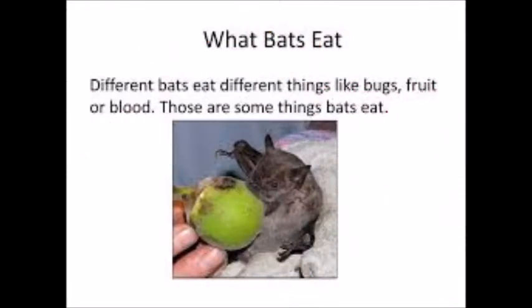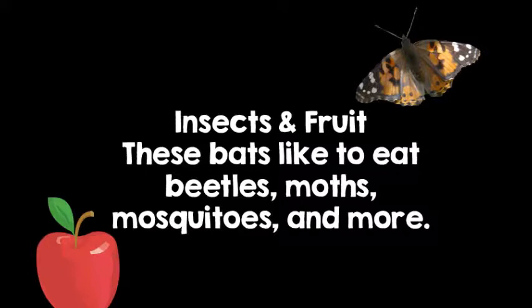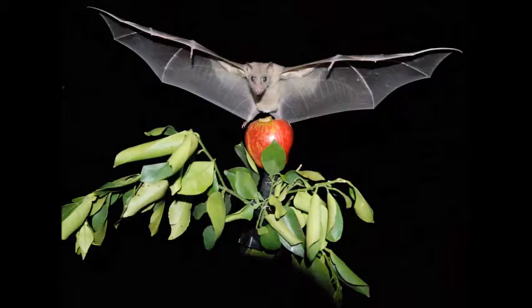What do bats eat? That's a good question. Bats eat tons of insects and fruit. They love different types of insects such as mosquitoes and moths. In this picture, you'll notice this is a fruit bat eating an apple.